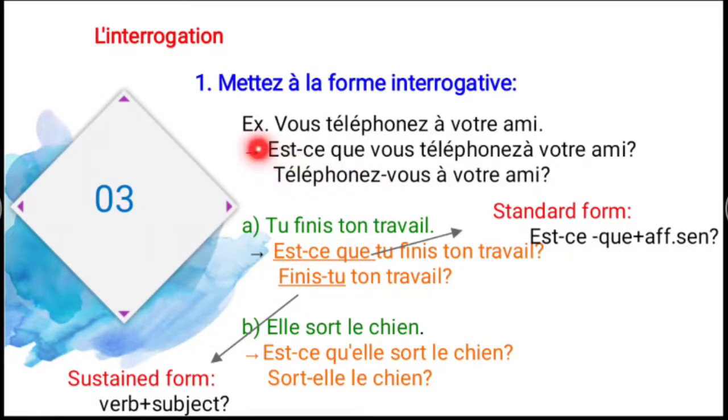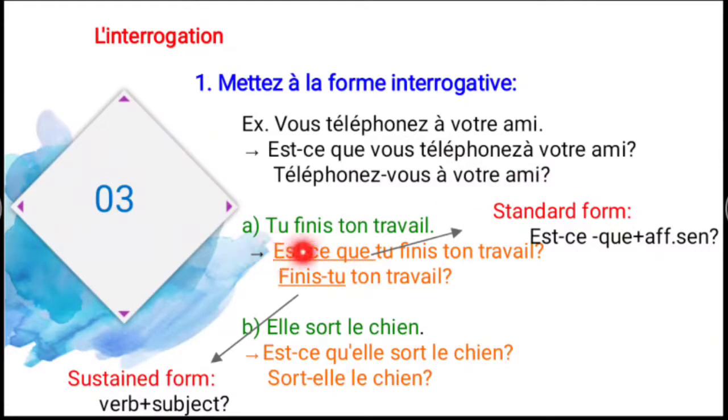See the example. Vous téléphonez à votre ami. So this is an affirmative sentence. It means you are calling your friend. And when you change it to the standard form, before the affirmative sentence you have to use est-ce que vous téléphonez à votre ami. It means, do you call your friend? And the second form is the sustained form, that is, invert the subject and the verb. Here the subject is vous, and the verb is what? Téléphoner. So téléphonez-vous à votre ami? So are you calling your friend?